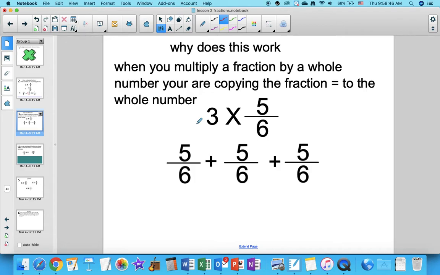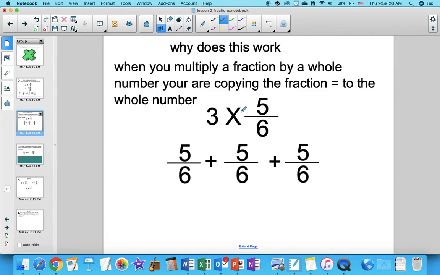When you multiply a fraction by a whole number, you are copying the fraction to the whole number, right? Like when you multiply 3 times 2, you're doing this. You're going 3 times 2. Oh, 3 2 times, so that's 3 plus 3, right? If I did 5 times 3, right, that's the same as saying 5 3 times. So 5, 5, 5, and you're adding in this case, right?